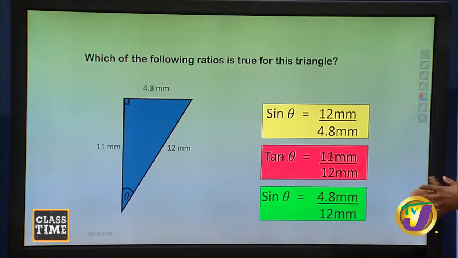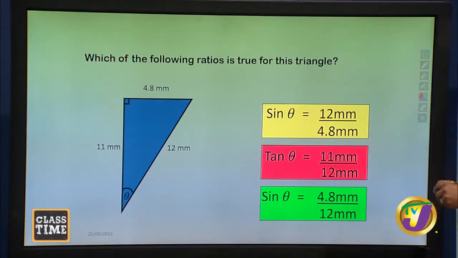So I'm going to just switch it up a bit here. For sine theta, the denominator, the hypotenuse, should be 12 millimeters. So that statement would not be true, because sine is comparing the opposite and the hypotenuse.